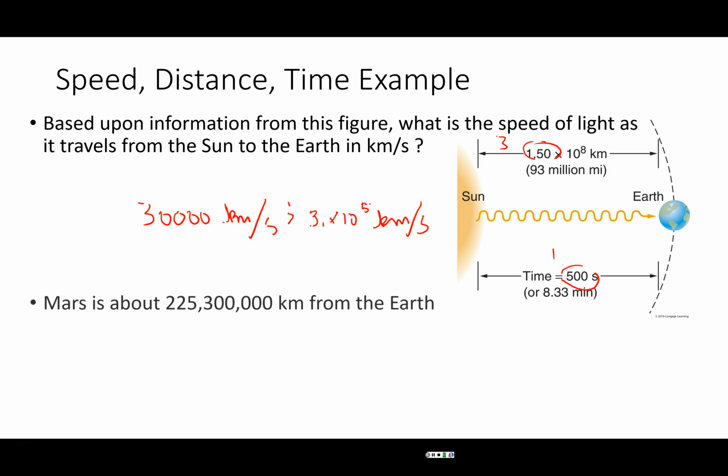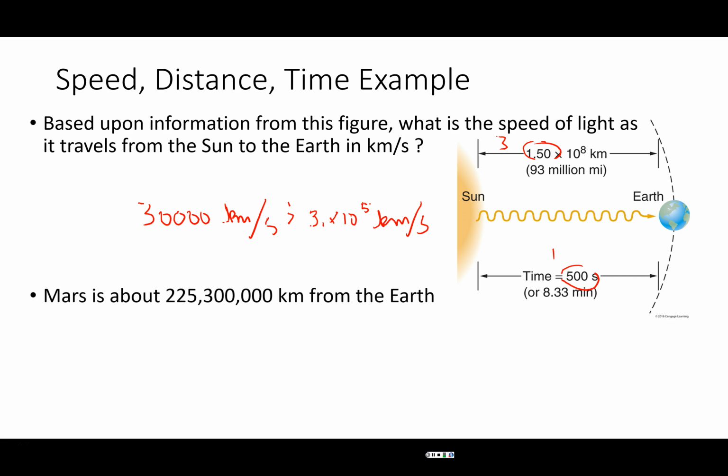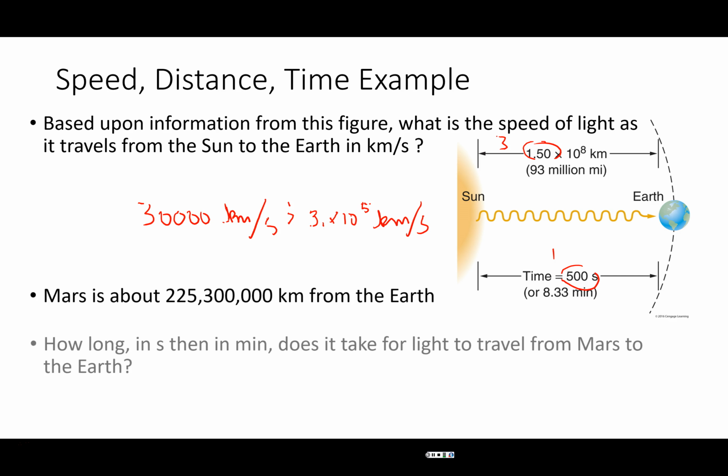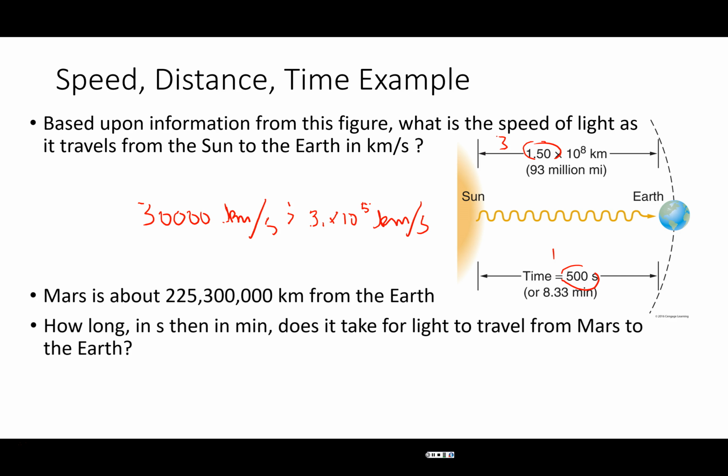Okay, the next one. They give us the distance from Earth to Mars. And then they ask, using this information up here, this 3 times 10 to the 5th kilometers per second, how long in seconds, then in minutes, will it take for light to go this distance?